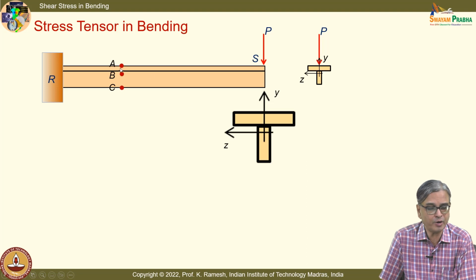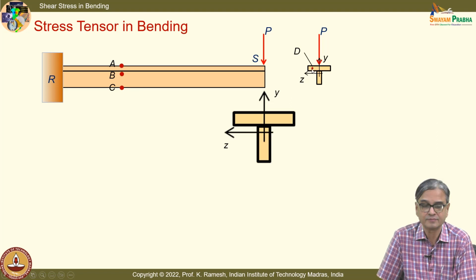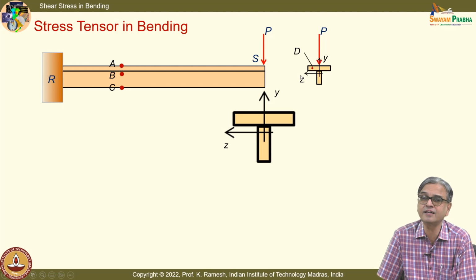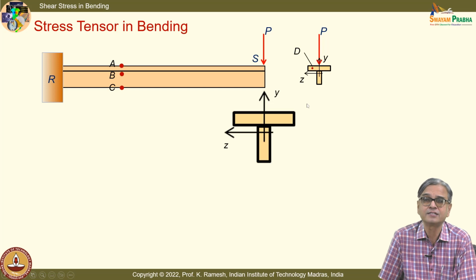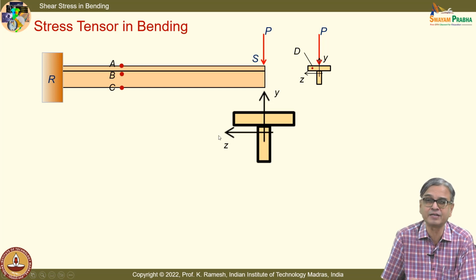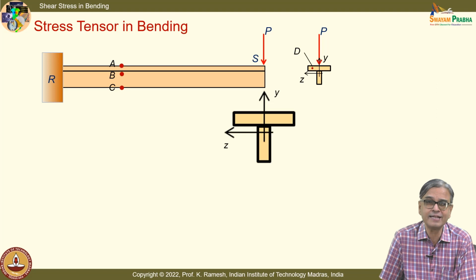I am taking 3 points. Point A is on the top surface of the beam, point B is on the centroidal plane, which is also the neutral surface, and C is on the outer surface, and you have a point D on the flange. So, you have to find out what is the stress tensor, and you will also have to tell me the magnitude of the stress quantity. Whatever the expressions that we have developed, it is more of a recapitulation.